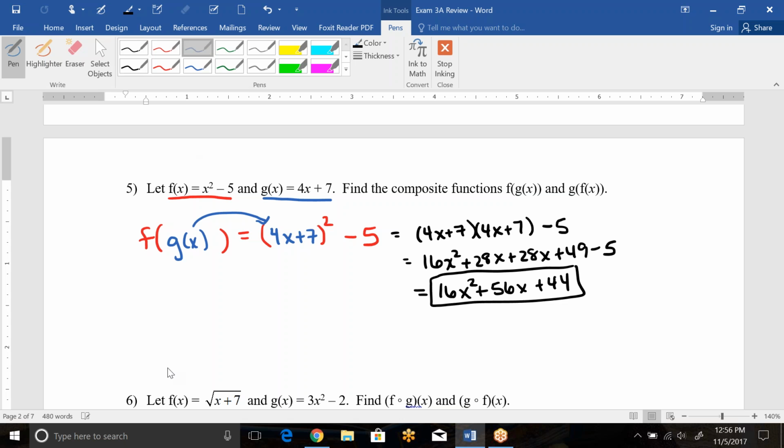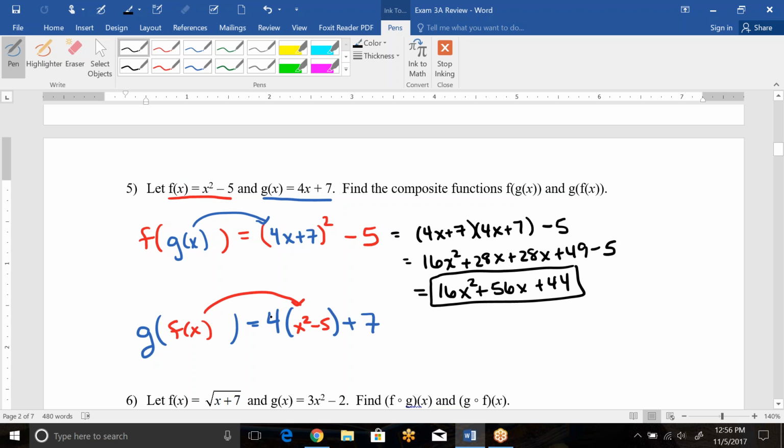Now we want to do the same thing, but this time we want to do g of f. Okay, so in this case, we write the blue function as the outside shell. So 4 blank plus 7. Inside that blank, we put the red function, which is x squared minus 5. In this scenario, we don't have to square anything anymore, so we just need to distribute this 4. So this is 4x squared minus 20, and then bring down the plus 7 and combine like terms. Usually one of the compositions will be easier than the other one. So this one is 4x squared minus 13.